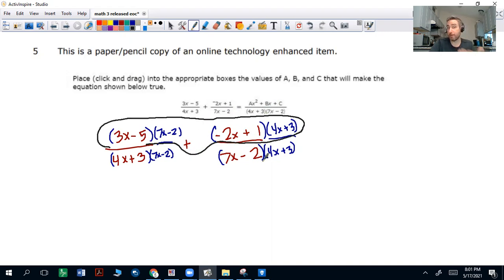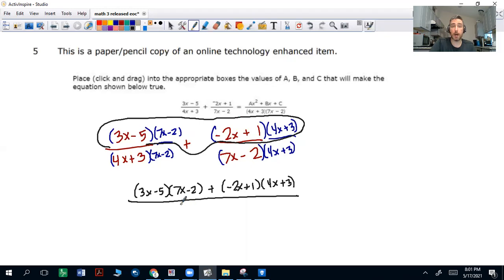Notice my denominator is 4x plus 3, 7x minus 2. So it's going to look like this before you do all the extra work. But this times 7x minus 2 plus negative 2x plus 1 times 4x plus 3. And all that gets written over your denominator, just written one time. So 4x plus 3, excuse me there, times 7x minus 2.